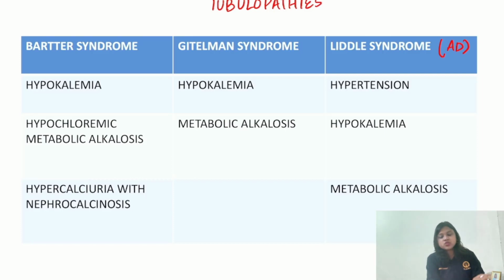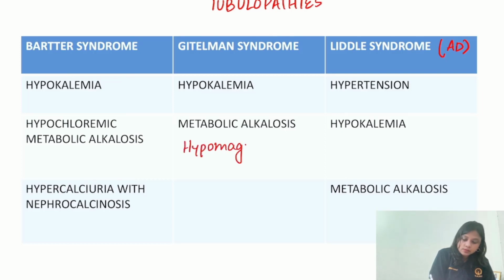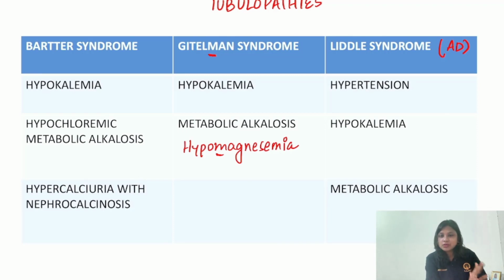In all the cases, we are going to get hypokalemic metabolic alkalosis. So hypokalemia, metabolic alkalosis. In Gitelman, we are also going to get hypomagnesemia. How can you remember this? Remember, in Gitelman we have M, and here also we are having M. So M for M, right?